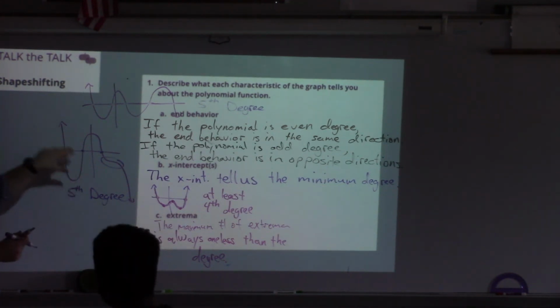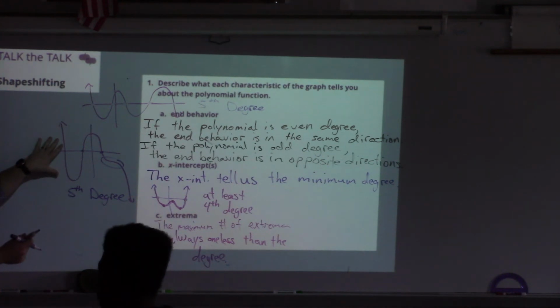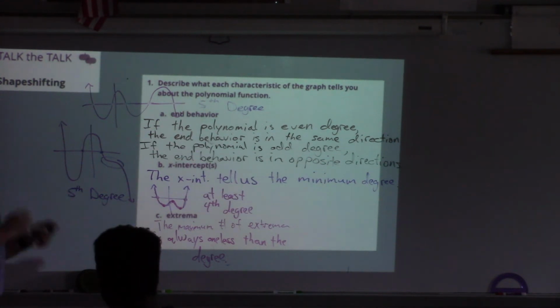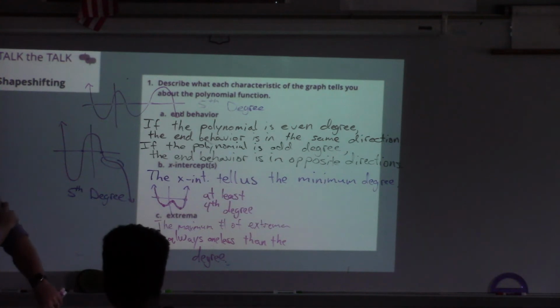So this is actually a 5th degree right here. Because it's a 5th degree, what is the maximum number of extrema? 4. Then how many extrema are there actually? 2. Yeah, so it doesn't have to be 4, but that's the maximum, it's not above that. Does that make sense? The maximum is 1 less than the degree, but it's not guaranteed to be that number.